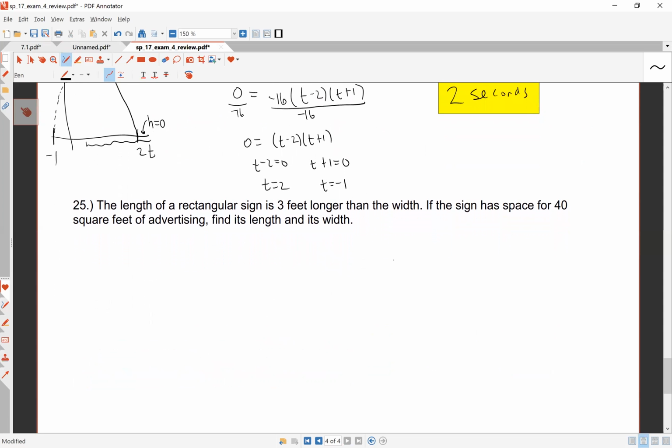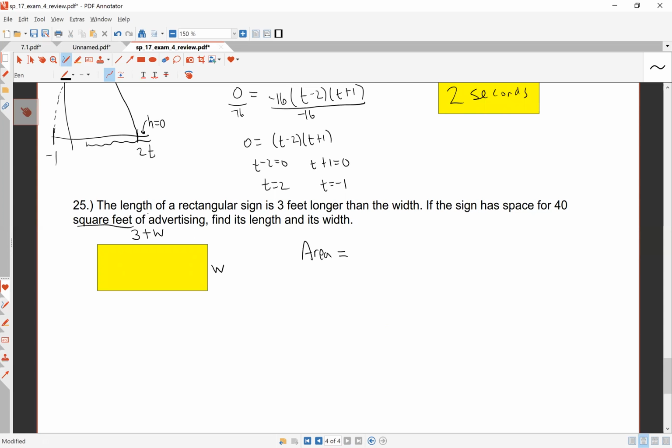Number 25, I've warned you about this problem before. We have a rectangle, and the length of the rectangle is 3 feet longer than its width. So if that's its width, its length is 3 feet longer than it. But we know that the area is 40 square feet.